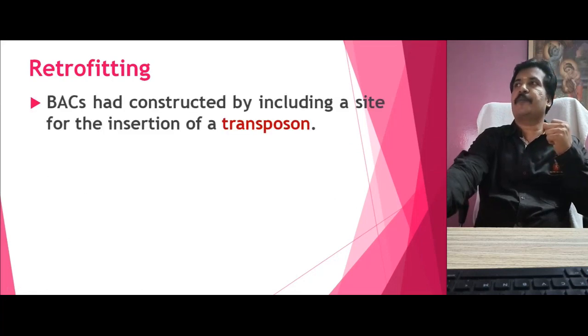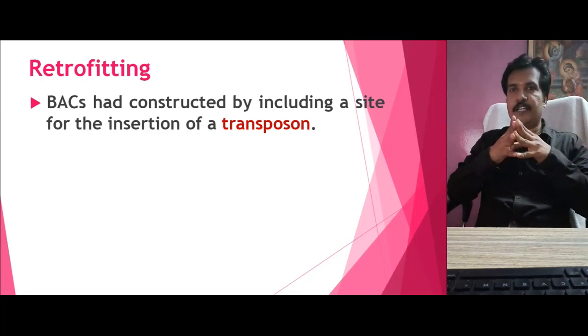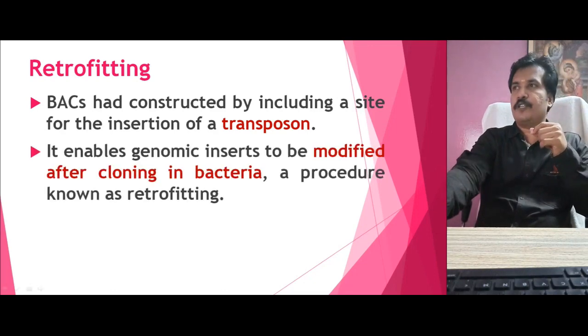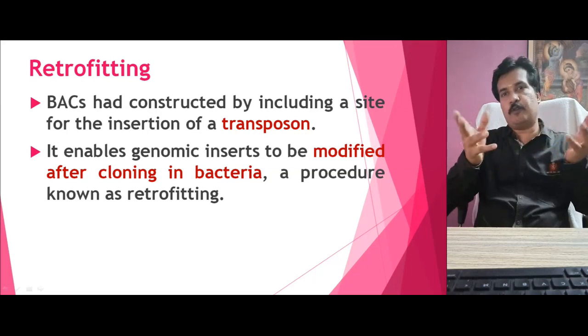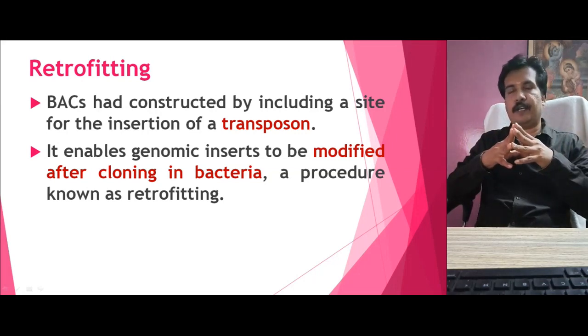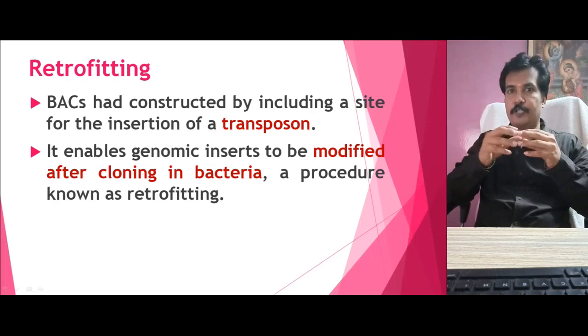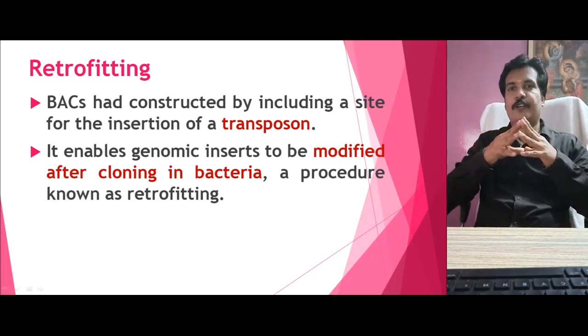So BACs have been constructed along with an insertion site for a transposon. The objective of this transposon is to enable the genomic inserts to be modified after cloning. Once we have inserted the foreign DNA into the vector and cloned it inside a bacterium, this transposon will still help us to do some modification. This is known as retrofitting.